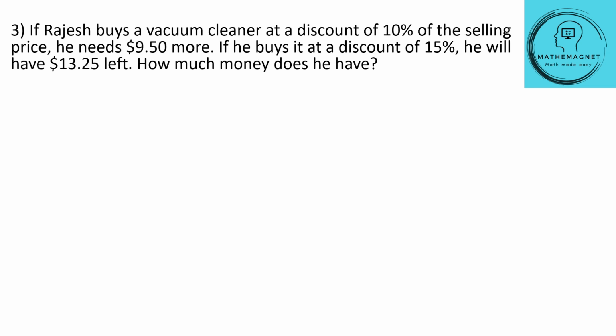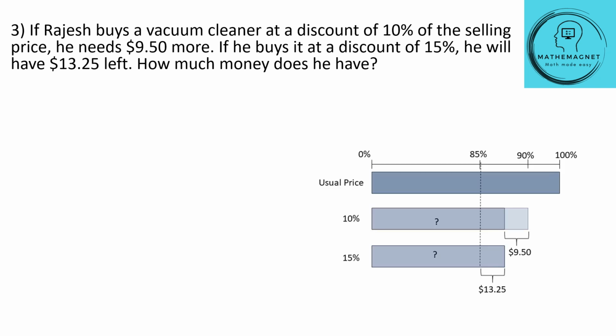Question number 3. If Rajesh buys a vacuum cleaner at a discount of 10% of the selling price, he needs $9.5 more. If he buys it at a discount of 15%, he will have $13.25 left. How much money does he have? So let's begin by drawing the bar model. Here the usual price of the vacuum cleaner will obviously be 100%. Now let us assume that Rajesh buys the vacuum cleaner at a 10% discount, which means he will be paying 90%, correct? If it's a 10% discount from 100%, he will have to pay 90% of the selling price.